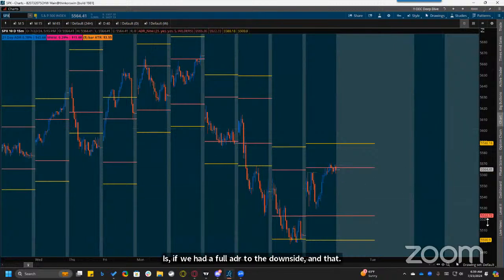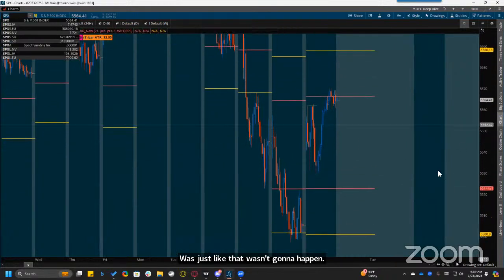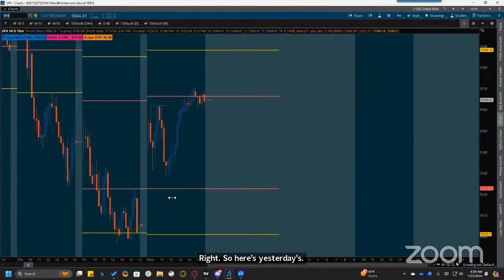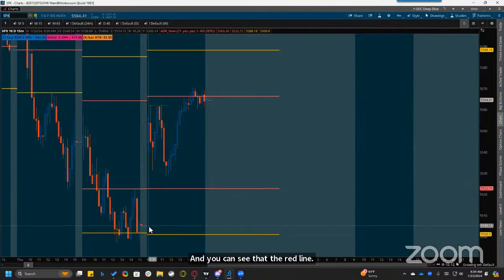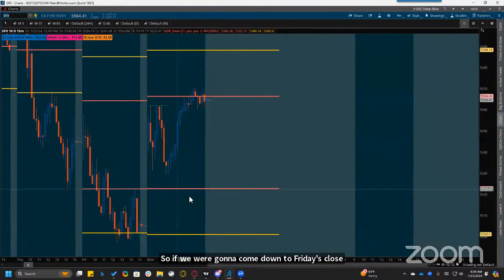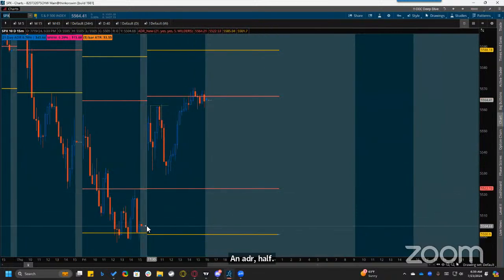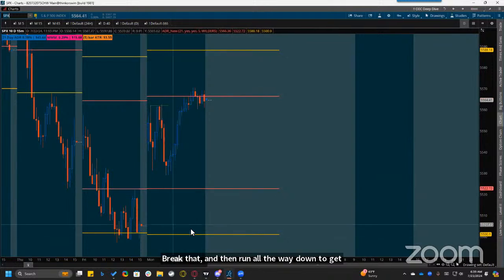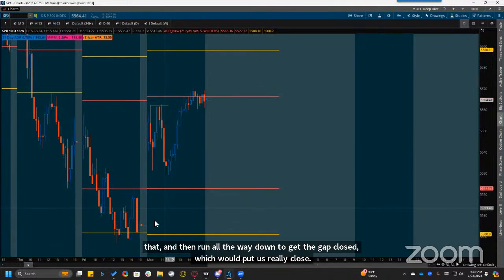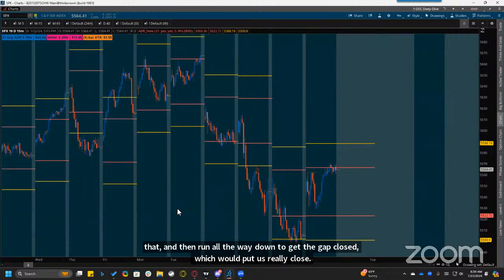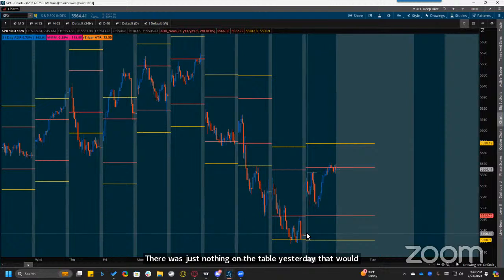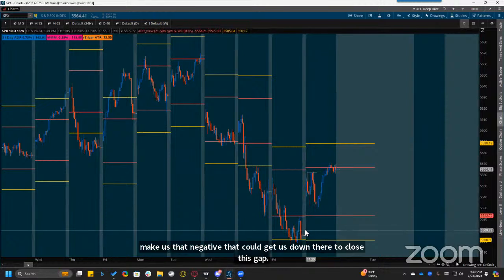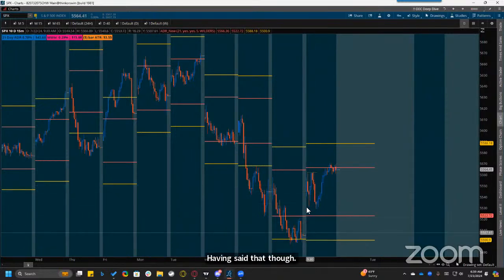not going to happen, right? So here's yesterday's SPX, and you could see that the red line was the same as Friday's red line. So if we were going to come down to Friday's close, we'd have to get an ADR half, break that, and then run all the way down to get the gap closed, which would put us really close to a full ADR. There was just nothing on the table yesterday that would make us that negative that could get us down there to close this gap. Having said that, though, it was a really big gap.